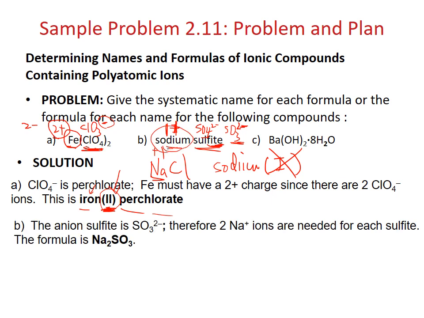Okay, so the formula should be sodium 2 sulfite, SO3. So that is 2 negative, and now this becomes 2 positive. Last one, barium. You should remember this is called hydroxide. So barium hydroxide, barium is fixed charge, so you don't use Roman number.